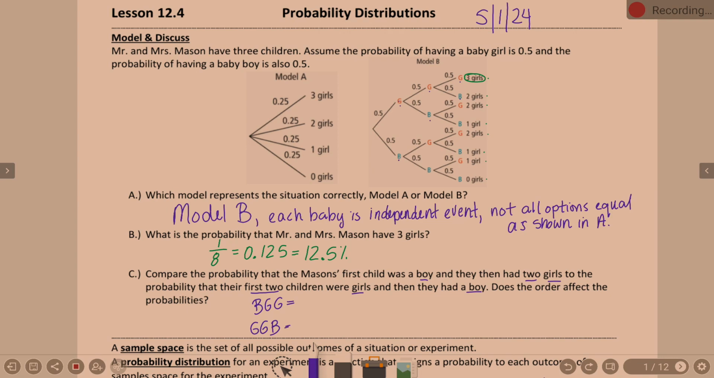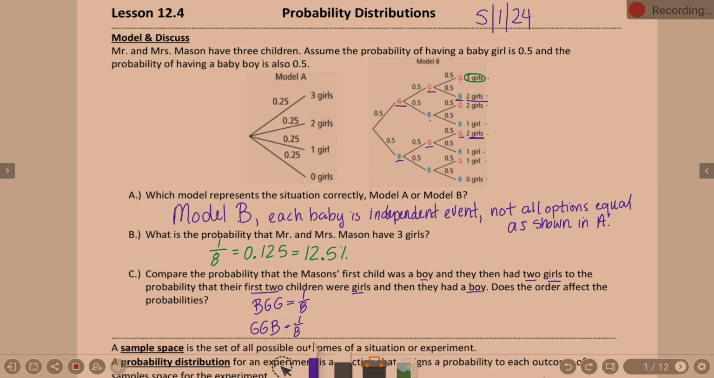So, what's the probability that it went boy, girl, girl? 1/8. Any others that go boy, girl, girl? No, that's right there. So that is 1 out of 8 chances. What's the probability that it was girl, girl, boy? 1/8. And that is also 1/8, yes? So, does the order affect the probabilities? No. Order does not affect the probabilities.